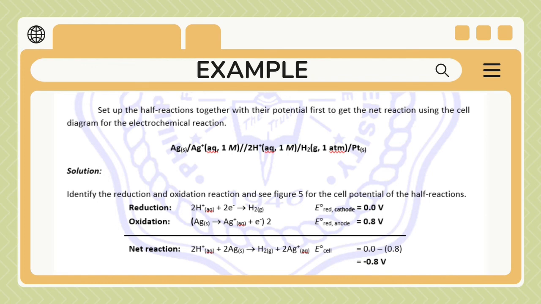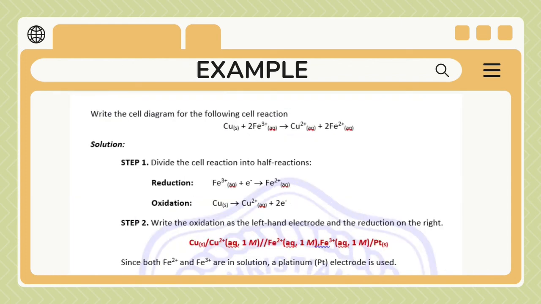So with that, we're going to have the electrode, and again, we're going to use platinum as the electrode. So our final answer would be this one on step 2.